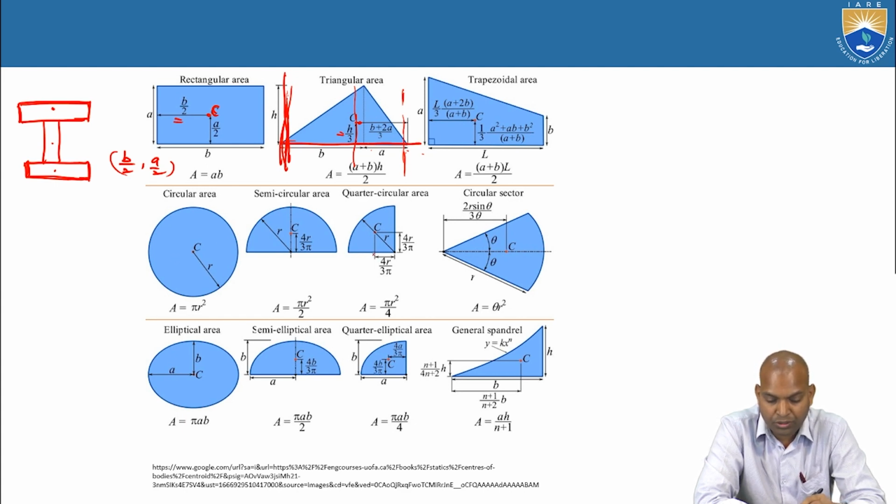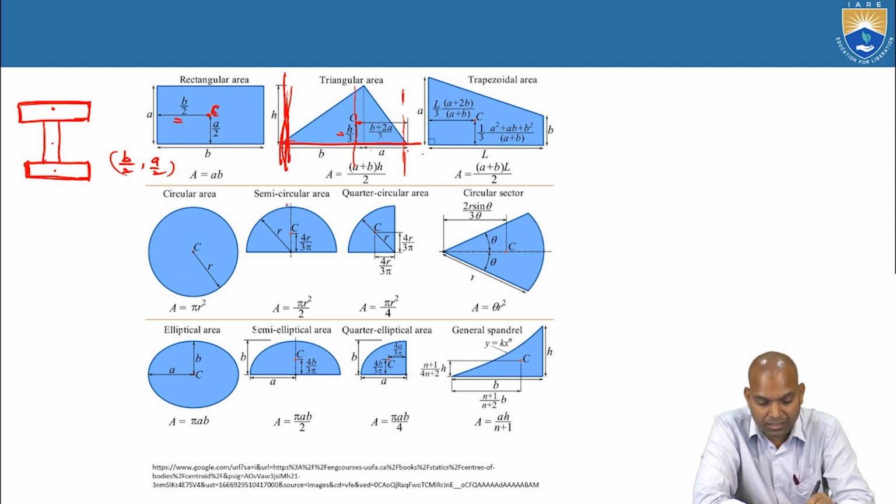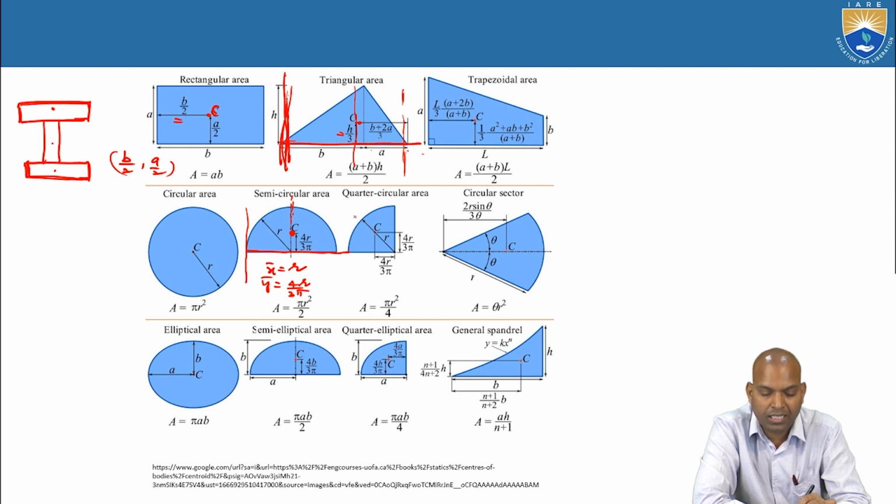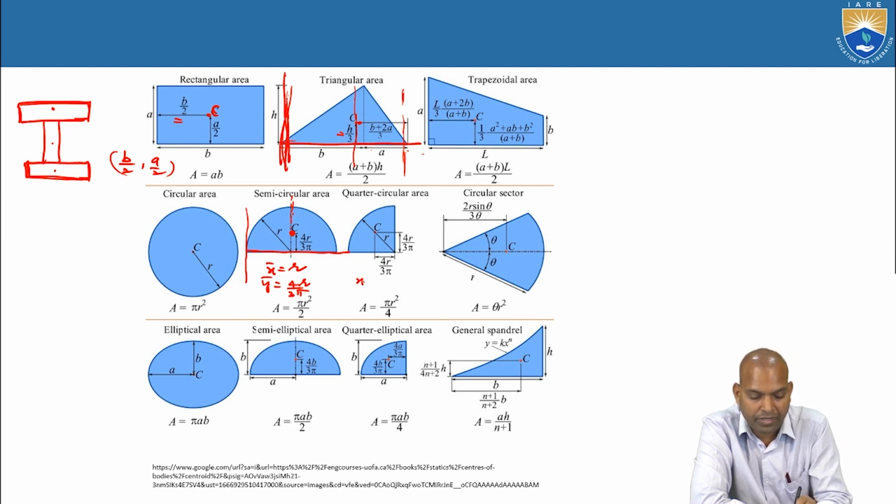And one more thing: for the semicircle, if the reference axis is the extreme line and here it is horizontal, what about point C? Bar X equals R for the semicircle, and bar Y equals 4R by 3 pi. Next, for the quarter circle area, bar X and bar Y both equal 4R by 3 pi.